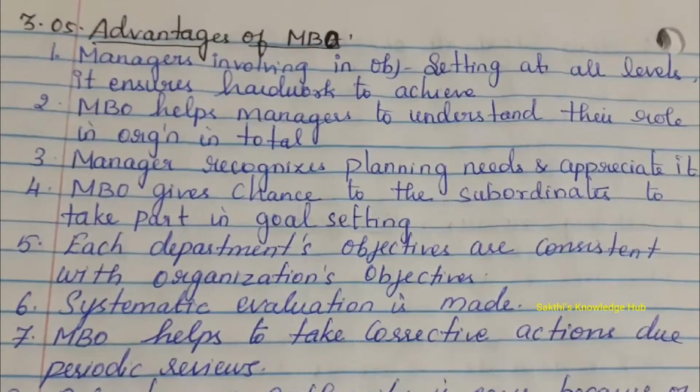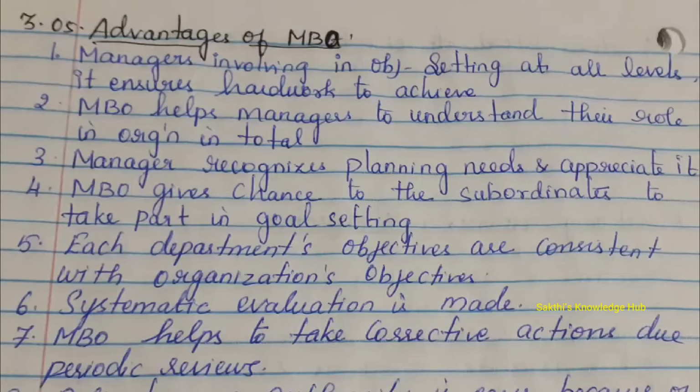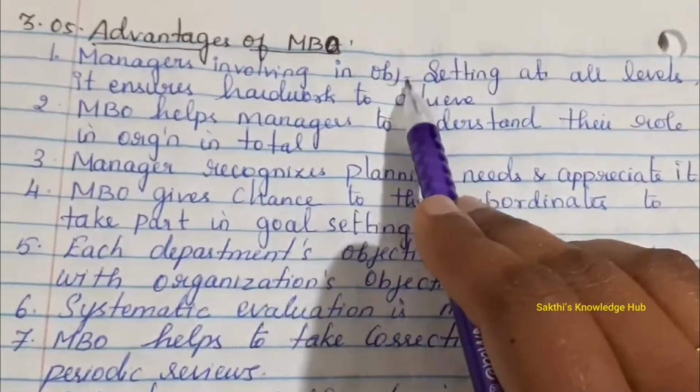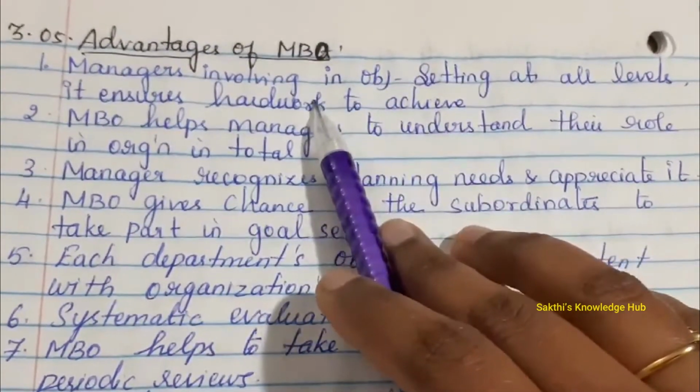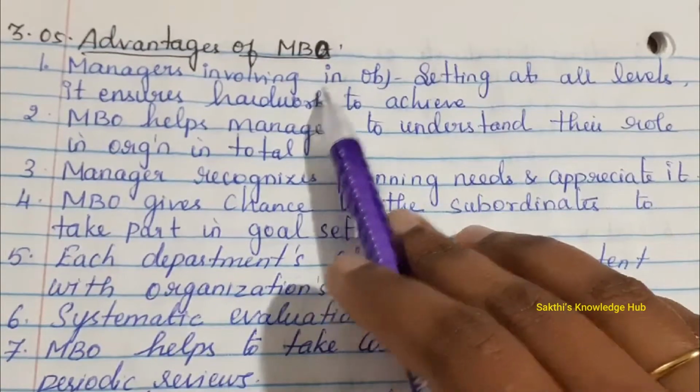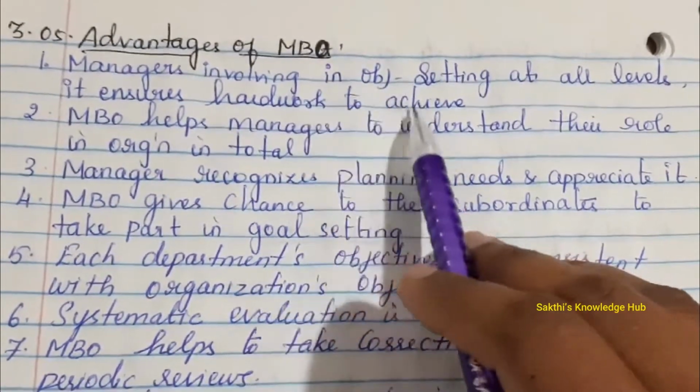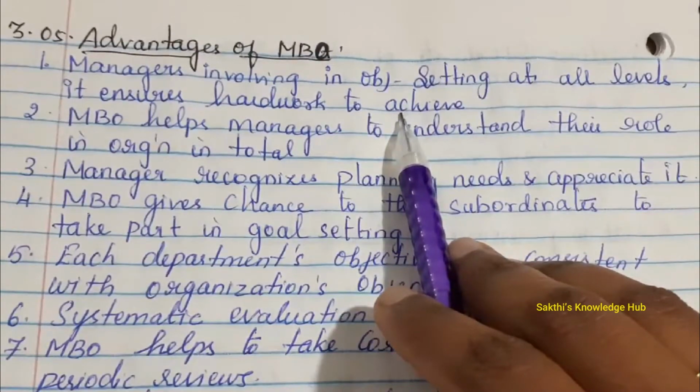So the process is a step-by-step activity of MBO, management by objective. And the next discussion is about the advantages of MBO. That is, if any organization is implementing the MBO approach, what are all the advantages that the organization will achieve? Managers involved in objective setting at all levels ensures hard work to achieve. So everyone's participation is there in the organization, and definitely they will put in their hard work, and that will help to achieve the organizational objective. This is the main advantage of having MBO.